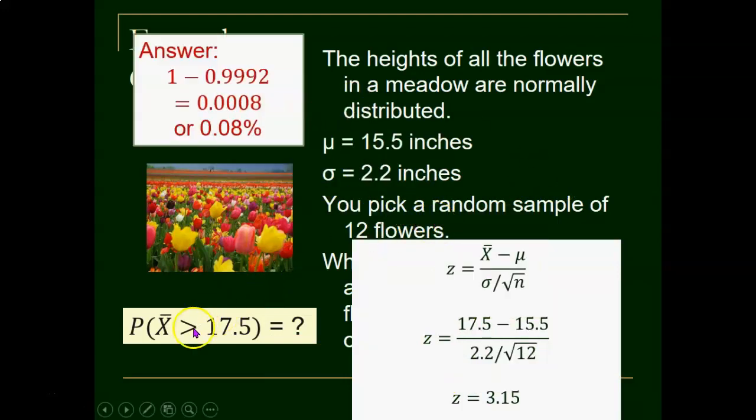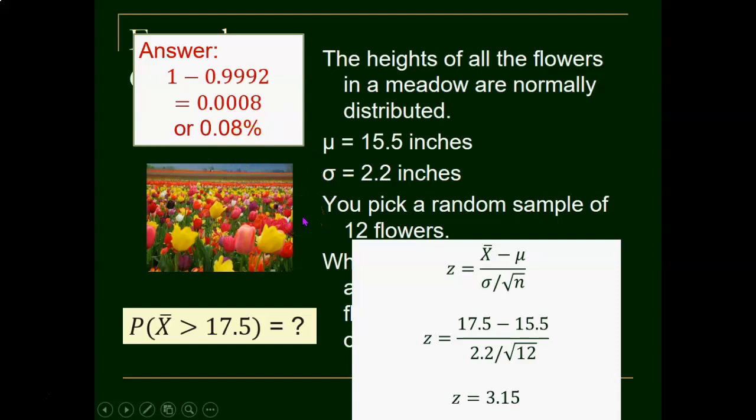Then because we want the probability of z being greater than 3.15, it's a greater than kind of a question, we need to subtract that number from 1. Our final answer is 1 minus the number on the table. 1 minus 0.9992, which is 0.0008. Now that's a really small probability. It's 0.08%. So it's a little less than 1/10 of 1%.